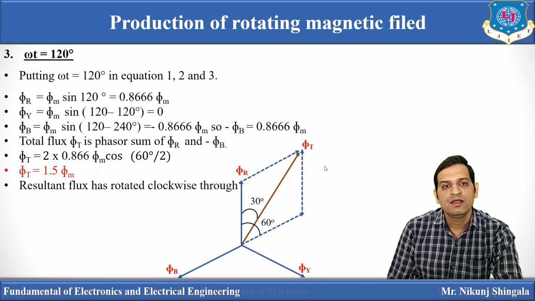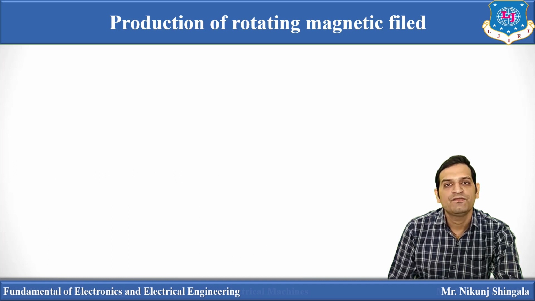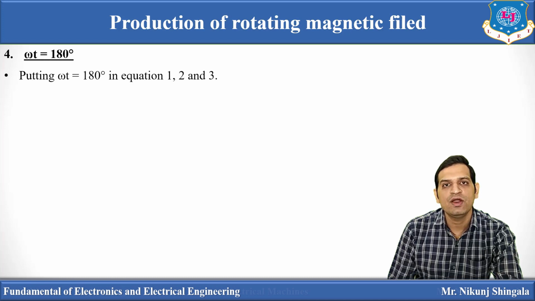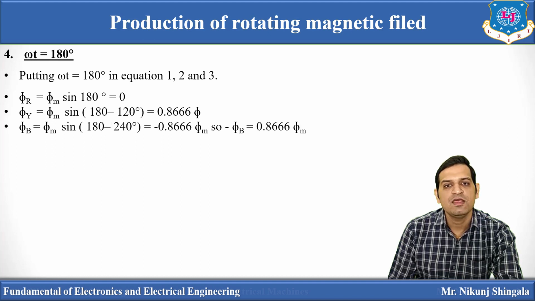So now here resultant flux has rotated clockwise through an angle of 120 degree from its position at instant 0. So resultant flux is having same magnitude, but it is rotating now. And the final instant, that is omega t is equal to 180 degree. So putting omega t is equal to 180 degree in the equation 1, 2, 3, we are getting phi r is equal to 0, phi y is equal to 0.866 phi m, and phi b is equal to minus 0.866 phi m. So minus phi b will be equal to 0.866 phi m.